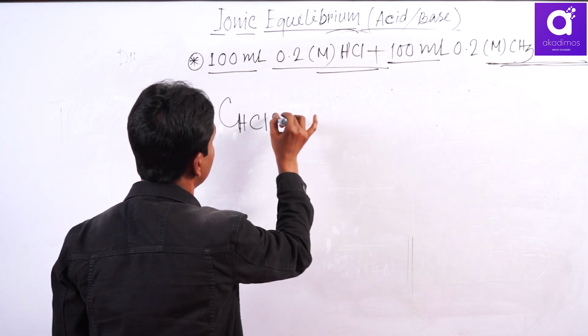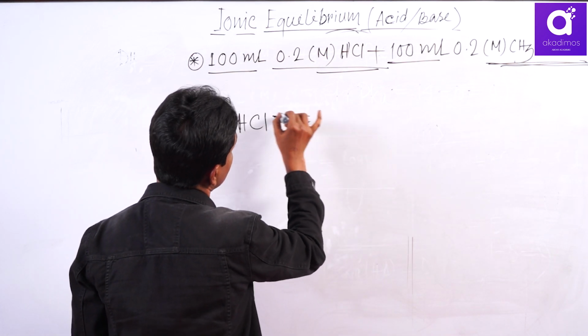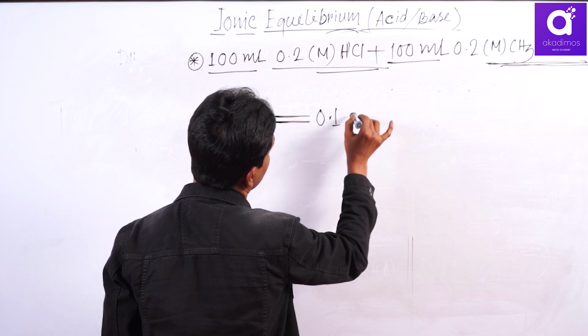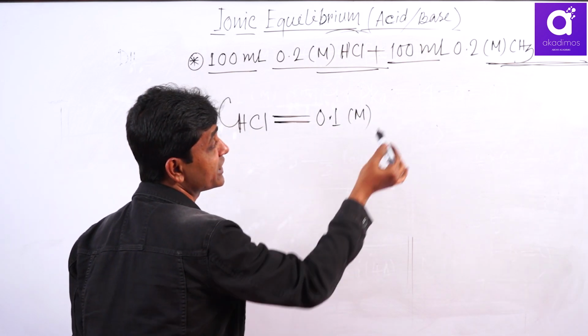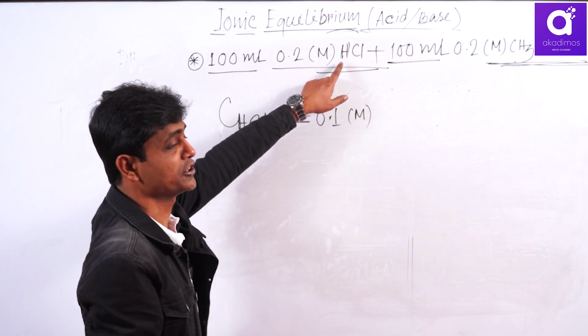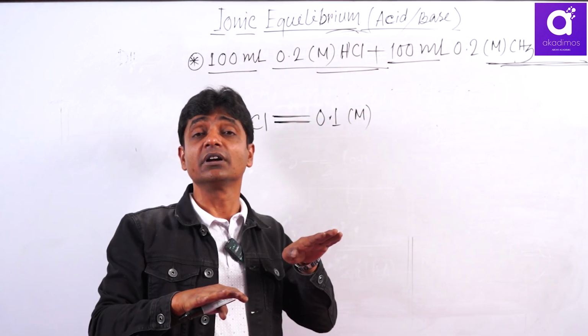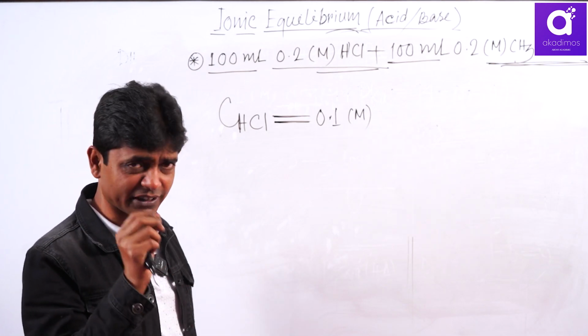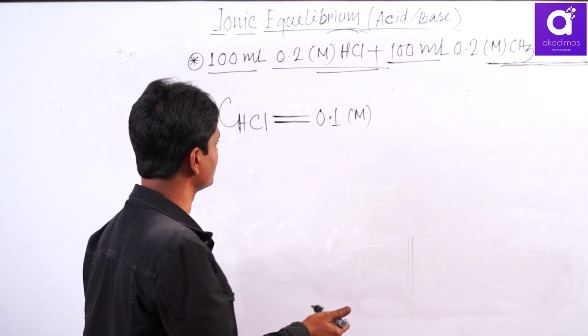Now tell me the HCl concentration. The volume becomes doubled, so the concentration becomes half due to dilution, 0.1 molar. I will not consider the acetic acid dissociation due to the common ion H plus. In the presence of a strong acid, the weak acid will not show acidic character; it is negligible. If it is negligible, you don't have to consider it.